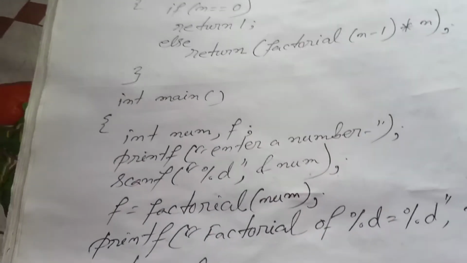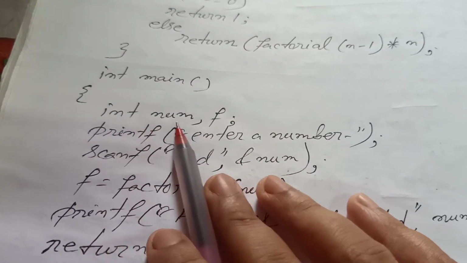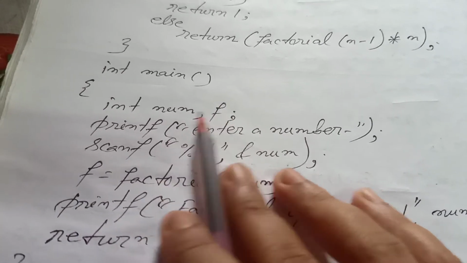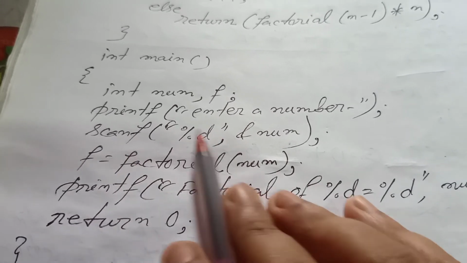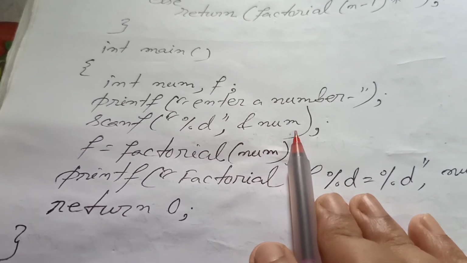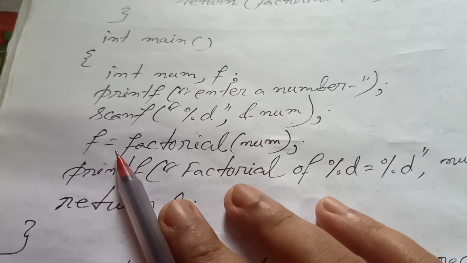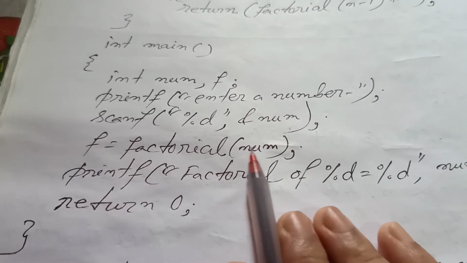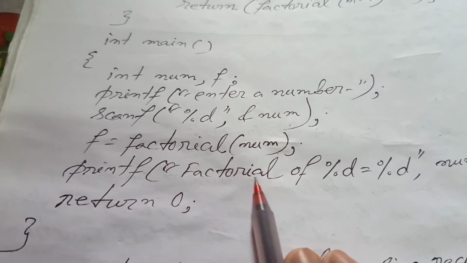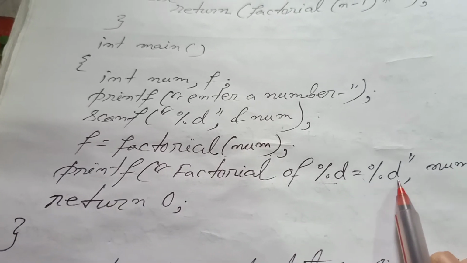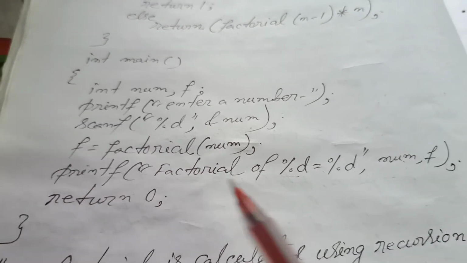Now define the main function. Int num, and f is the variable used. Printf "enter a number". Using scanf we are taking the number for the factorial. Now f contains the factorial value, so f equal to factorial of num. Printf "factorial of %d equal to %d", that is num comma f, and it returns 0.